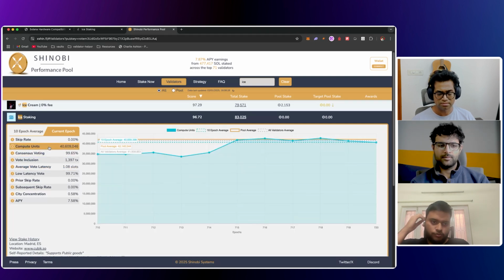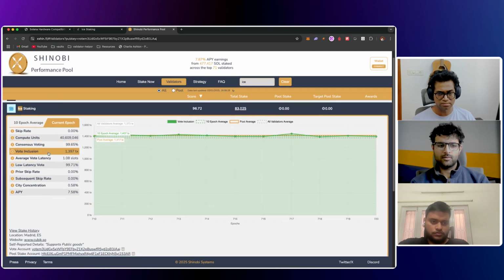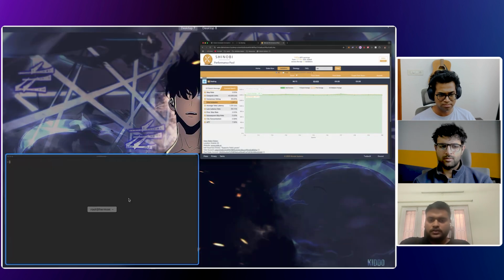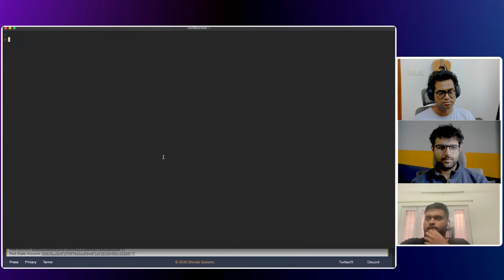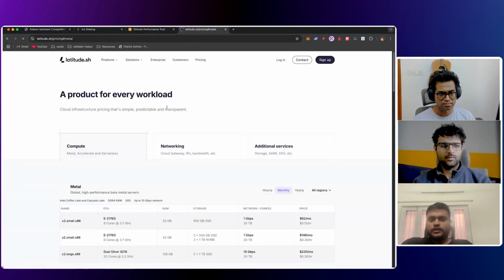This is how much compute you are packing in a block, consensus voting, and how many transactions you're including and getting included. So this is first, and maybe you can just jump into the node and how to set it up, the basic stuff. So I already got a node. Wait, let me show you the config. I took a rented node from Latitude.